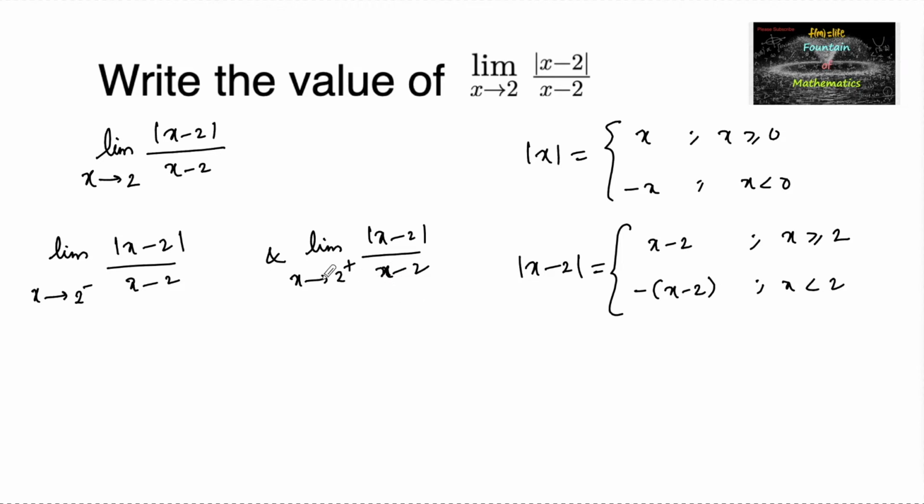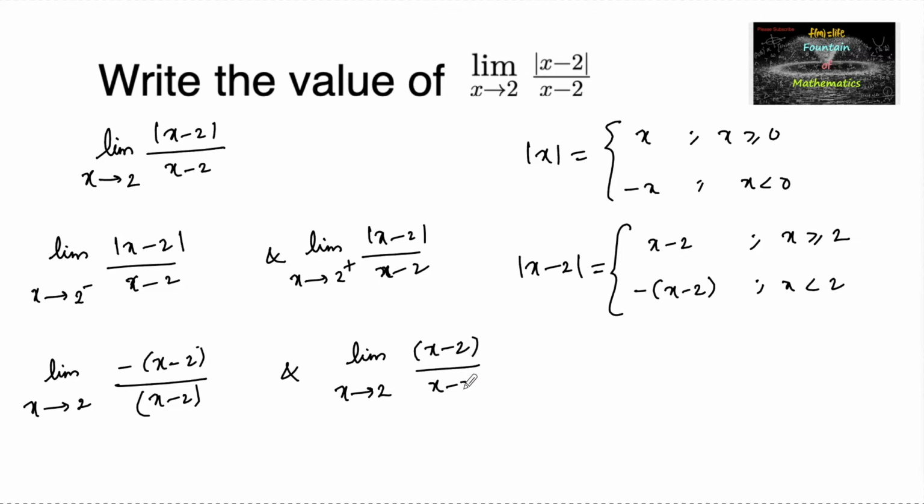So this problem is based on above 2 and below 2. So if it is above 2, we have x minus 2, and below 2 mod is minus of x minus 2. So left and right limit. So we can write here limit x tends to 2 minus, mod of x minus 2 we can write it as negative of x minus 2 because it is below 2, divided by x minus 2. And for the right limit we have limit x tends to 2 plus, modulus of x minus 2 will be positive. So we can write x minus 2 upon x minus 2.